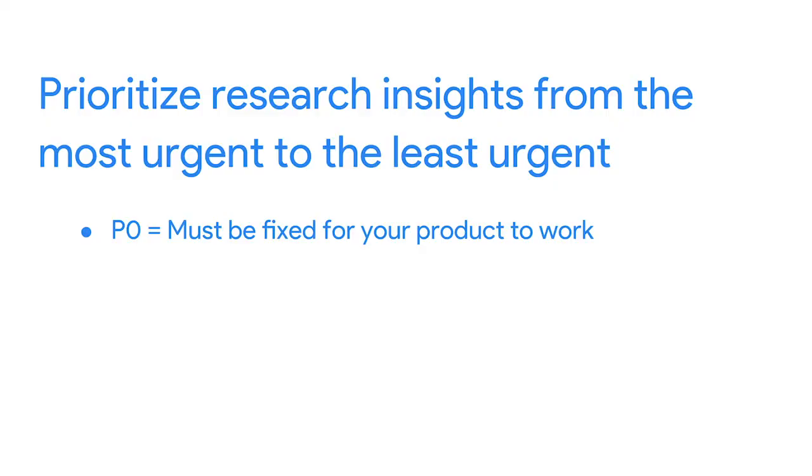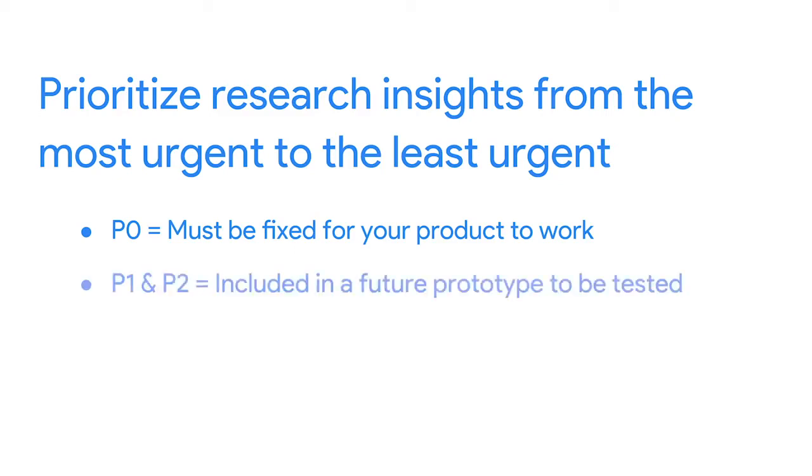After you identify your P0 insights, you'll likely have a lot of insights left to take action on. These insights can be categorized into buckets based on their priority. In addition to priority 0, you might have buckets called priority 1 and priority 2. This additional ranking enables smaller teams to divide up the work and focus on the most important design changes first.